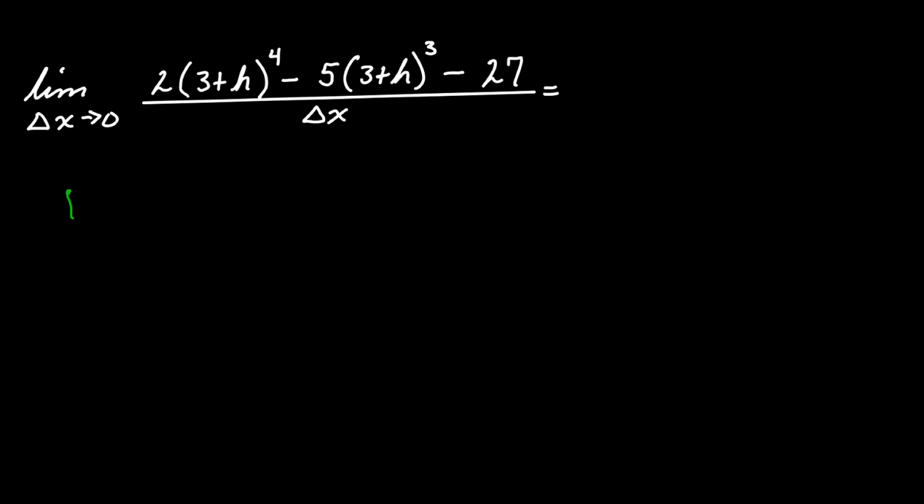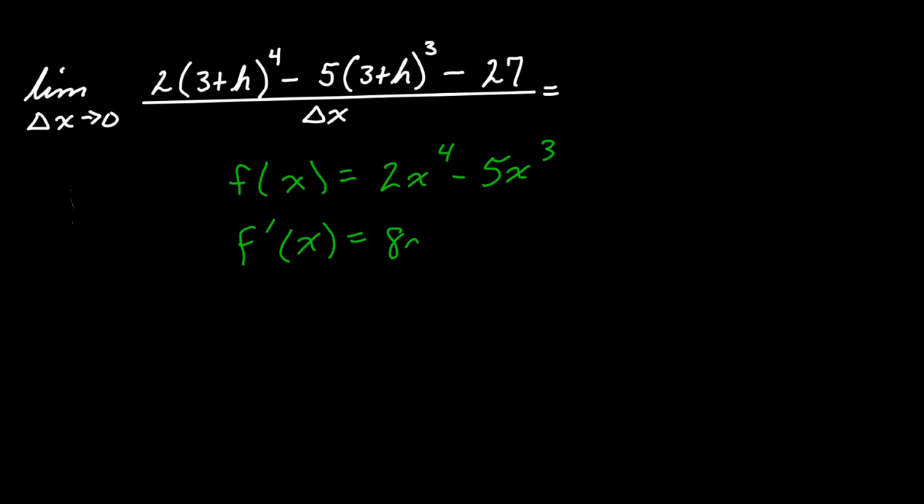All right, so let's take a look at one more problem with this. We're going to first write down what the function is. So f of x would be 2x raised to the 4th power minus 5x cubed. Then we take its derivative, because this is the definition of a derivative. That would be 8x cubed minus 15x squared.